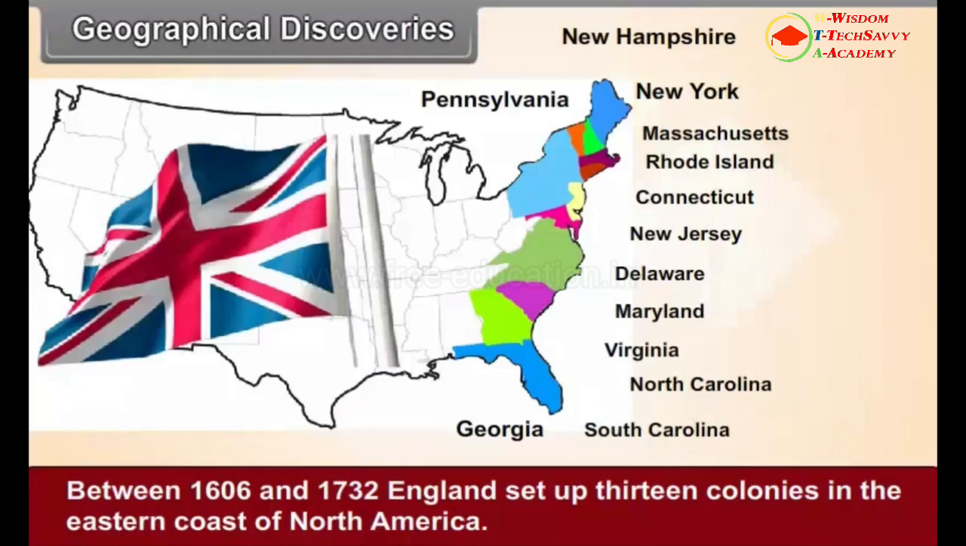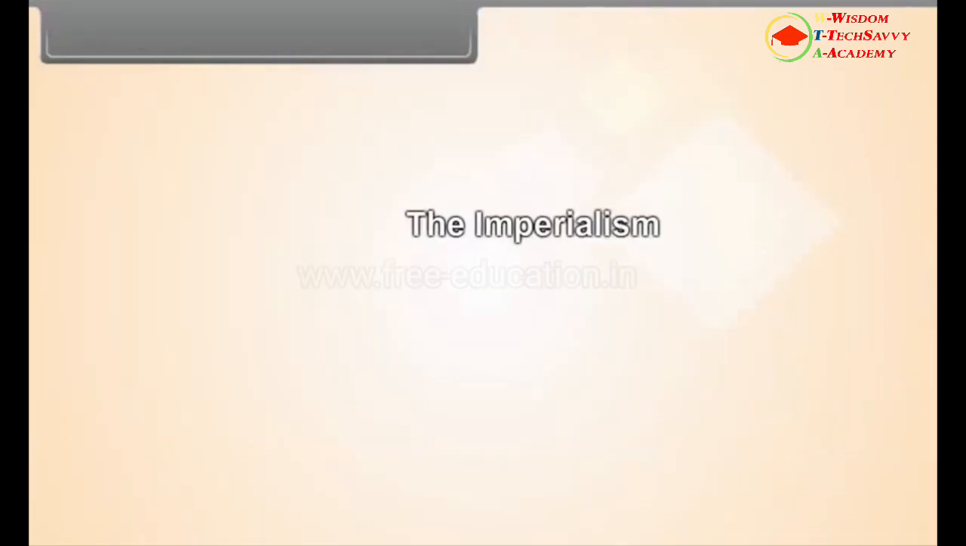Spain, Portugal, Holland, England, and France set up colonies in the newly discovered regions through adventurous sailing. There began a cutthroat competition among the European nations for dominating the newly discovered regions of the world. England was in a leading position in this process. The imperialism.